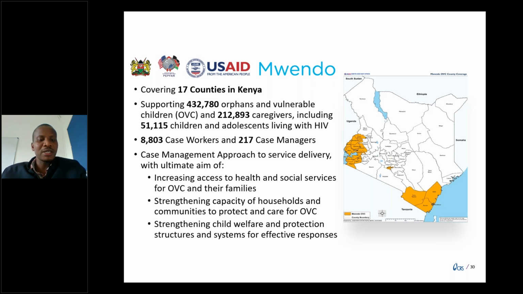You can see we rely heavily on case workers. We have 8,803 case workers. Those are parasocial workers working at community level, supporting these households. And we also have 217 case managers. That is to say that Wendo relies heavily on a case management approach to service delivery, with the ultimate aim of increasing access to health and social services for OVC and their families, strengthening the economic status of the household, and ensuring that we have strengthened systems that can deliver proper child protection and welfare for children.